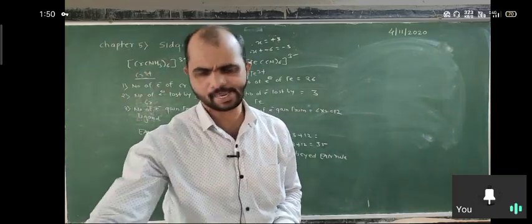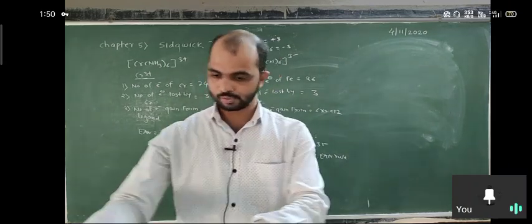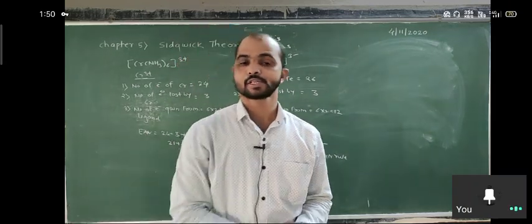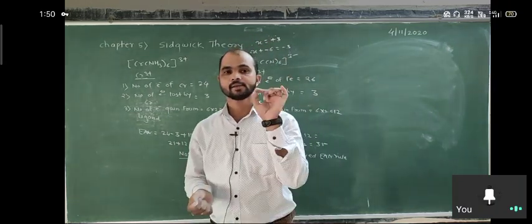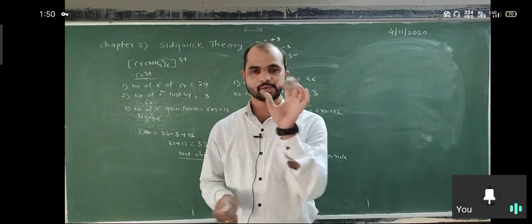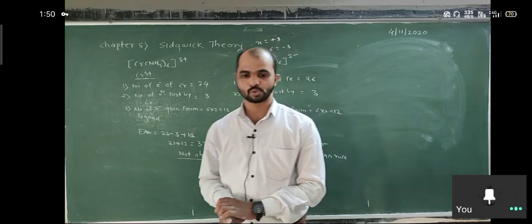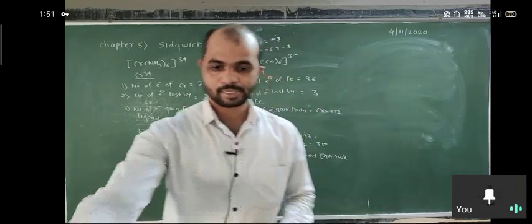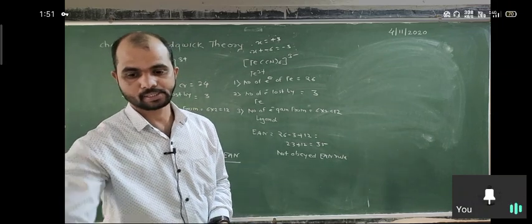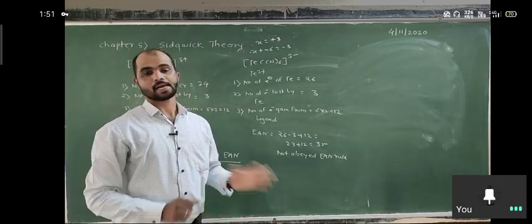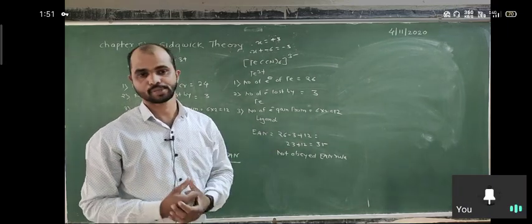Every theory has some advantages and some disadvantages. According to this theory, the first advantage is that the theory helps us to predict the coordination number, meaning how many maximum ligands are attached to the central atom. So the coordination number is predicted by the Sidgwick theory. Second, it explains the stability of complexes. That means those complexes which obey the EAN rule are considered the most stable form.